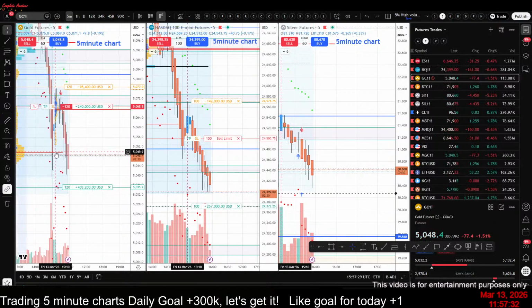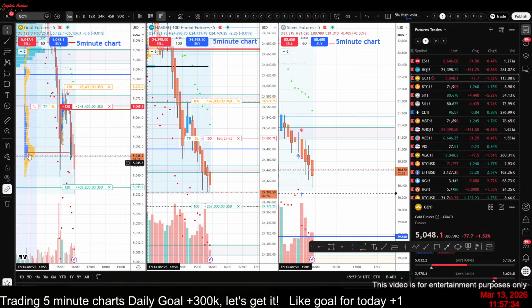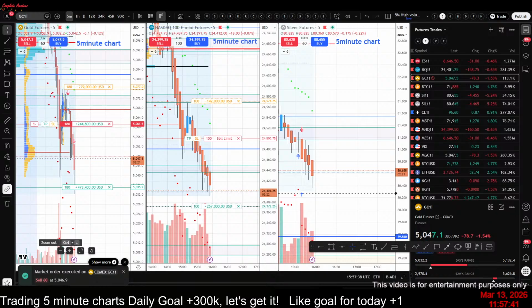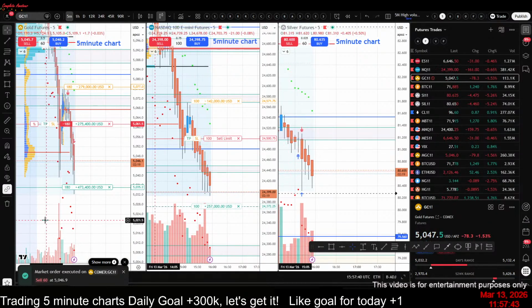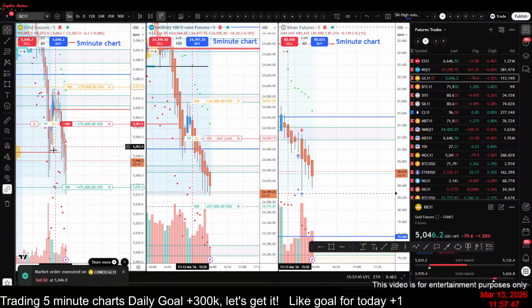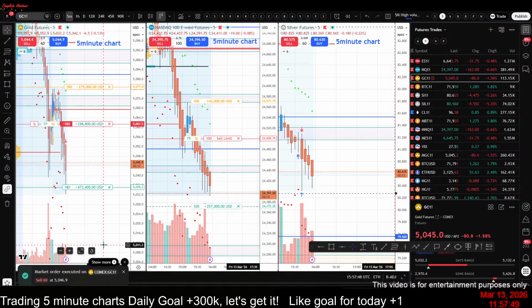So retesting that high volume from the other side. I'm going to add there. Seem to be rejecting that high volume there. So let's see if we go attack the lows again.